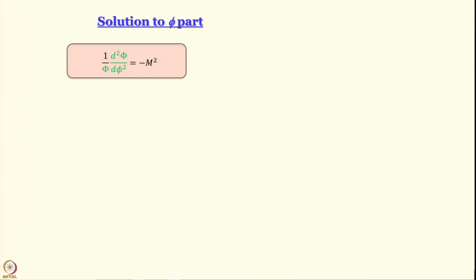For now, let us try to see whether it is possible to solve the phi part. Well, it is possible and it is very easy. So, 1 by capital phi d 2 capital phi d phi 2 is equal to minus m square. This is what we have got. So, let us simplify a little bit. We can write d 2 capital phi d phi 2, and now I have written d instead of del, is equal to minus m square capital phi.